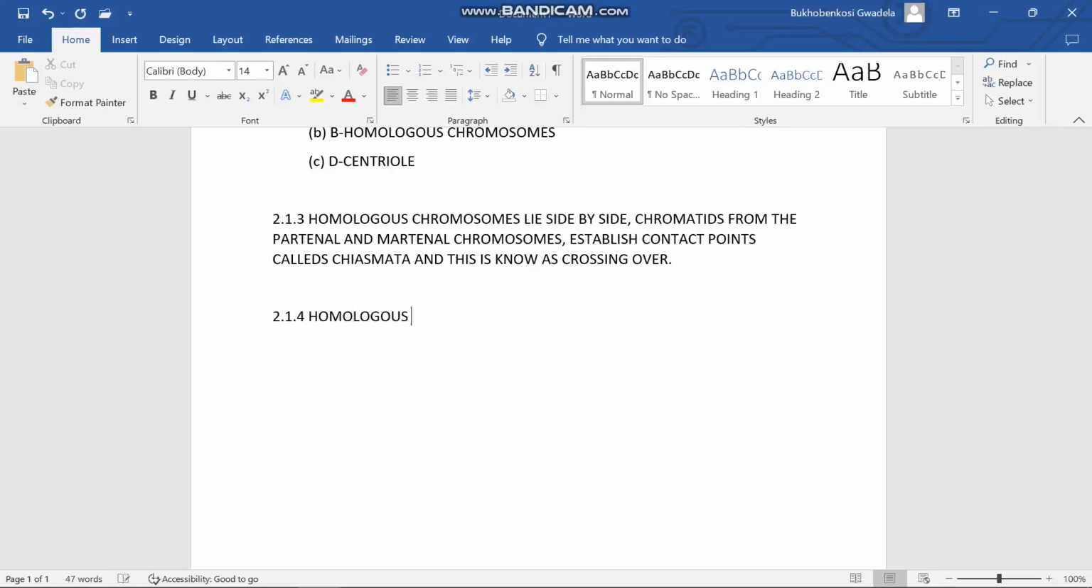Homologous chromosomes randomly arrange themselves on either side of the equator. So that's 1 mark.